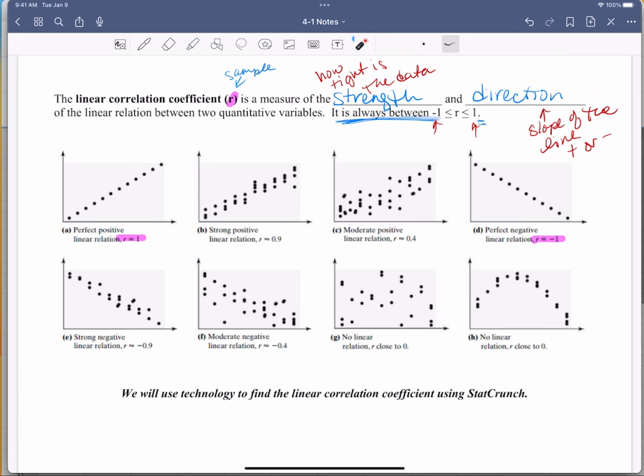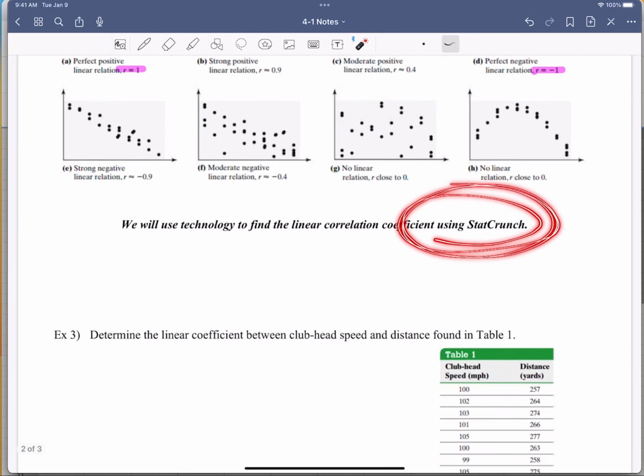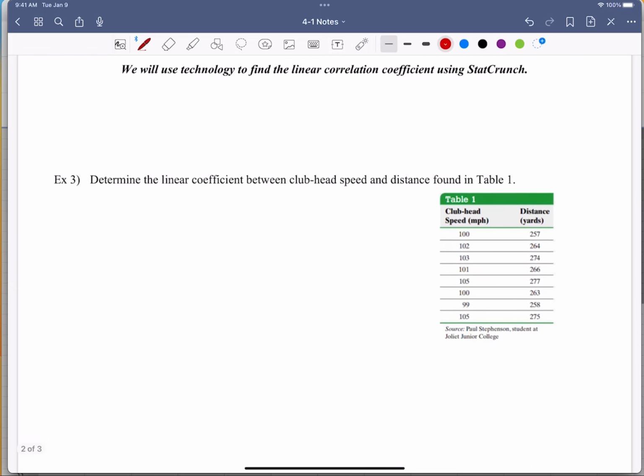Okay. So when we do this, we are going to use technology and StatCrunch in particular, all right, which is why this one's on my computer, because I want to show you how to use StatCrunch. The same thing is happening here that happened previously.